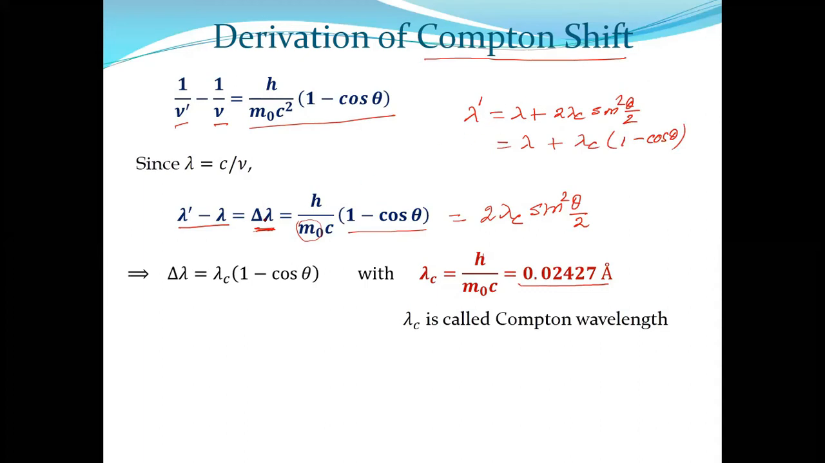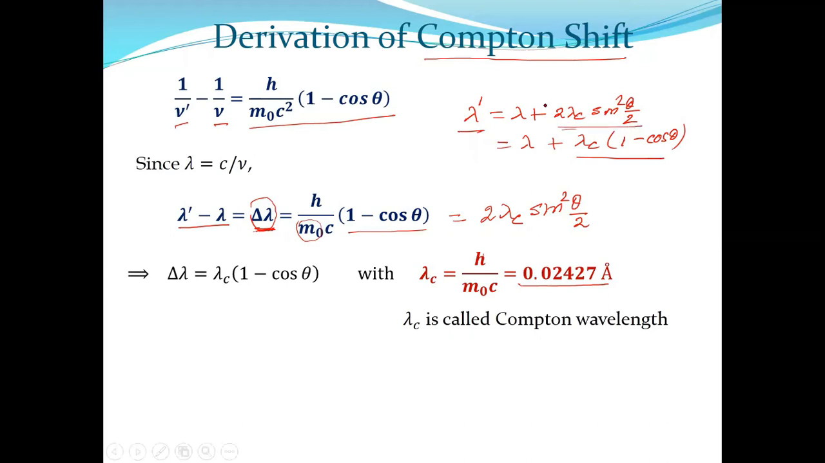Now, whether you are measuring the shift delta lambda or the new wavelength, you observe the new wavelength is increased because you are adding a positive quantity to lambda. Therefore, lambda dash must be greater than lambda. So, due to the Compton effect, the wavelength of the scattered photon increases. And what is the amount of increment? The amount of increment depends on the angle theta. It depends only on the angle of scattering.